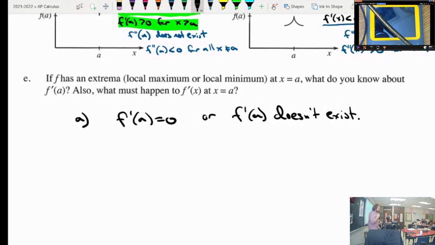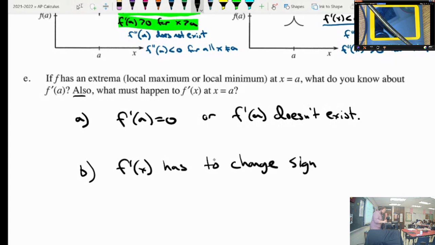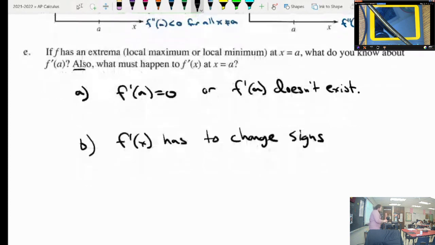But as far as the second part of this question, the also part, that's probably more important, honestly. What must happen to f prime at x equals a? F prime of x has to change signs, meaning it has to go from positive to negative or from negative to positive. And furthermore, that would tell you what's going on.